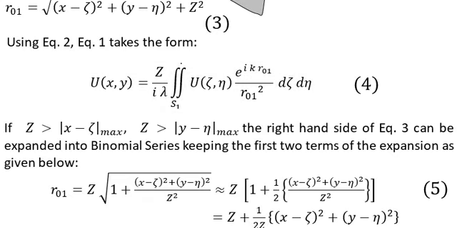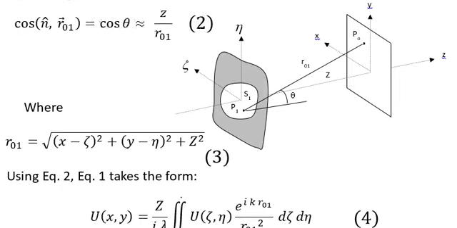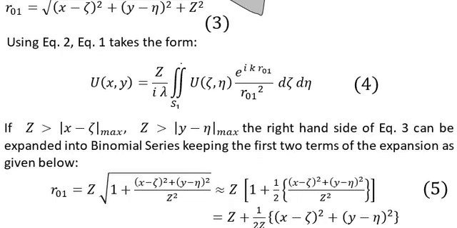Now if z is greater than the maximum value of the difference of the coordinates, one on the xy plane, the other one on the zeta eta plane, that is the absolute value of x minus zeta, where z is the distance between these two planes, and if z is also greater than the maximum value of the difference between the y minus eta coordinates, the right hand side of equation number 3 can be expanded into binomial series, keeping the first two terms of the expansion as given below.